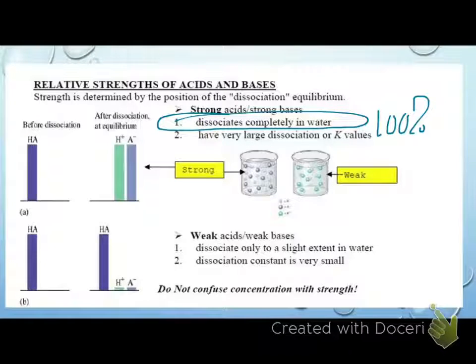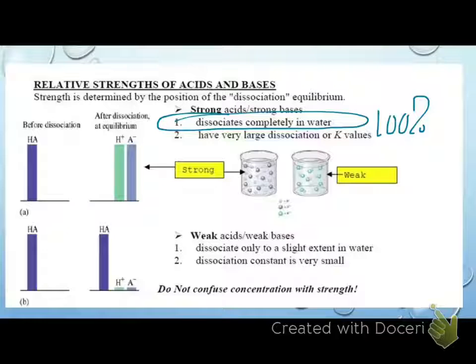Same thing with bases. If it's a strong base, say sodium hydroxide, it's going to 100% break up into sodium and hydroxide. But if I had a weak one, say beryllium hydroxide is actually a weak base, then I would have some beryllium and hydroxide stuck together. Or ammonia is a weak base.